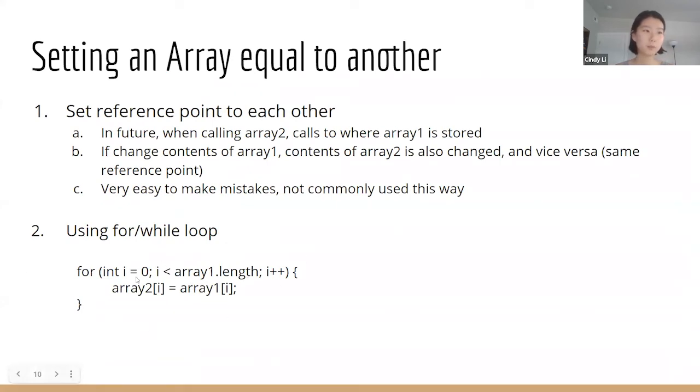So here I use the for loop, but you can also use a while loop, because while loops and for loops are really similar. So I'm not going to demonstrate using a while loop here. But basically you can see that I am setting every value in array 2 to the corresponding value of the same index as array 1. So by the end of it, it's going to be the same. It's going to be the same values at the same index points for array 2 and array 1.